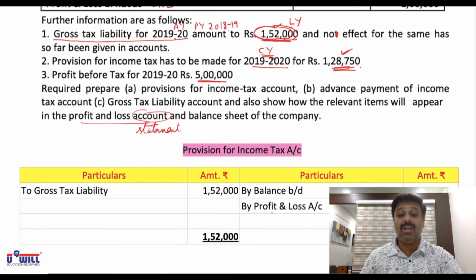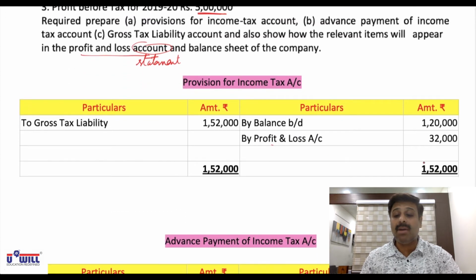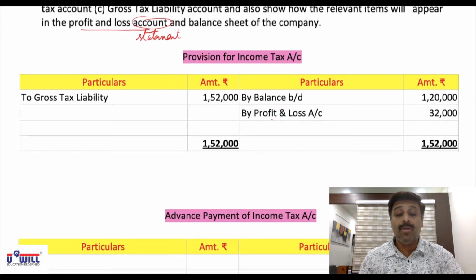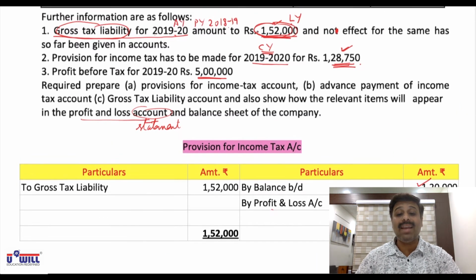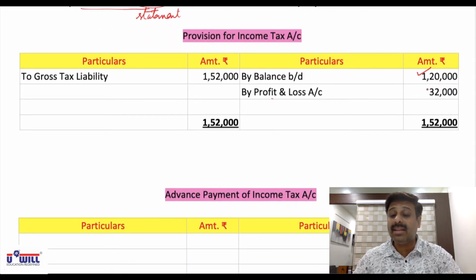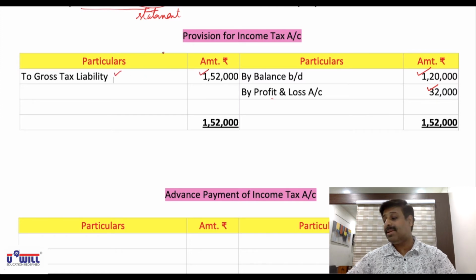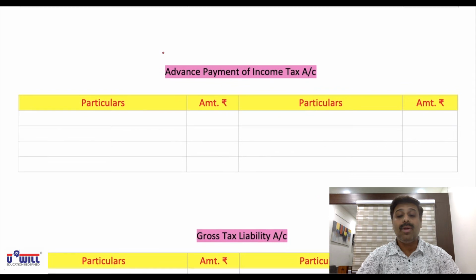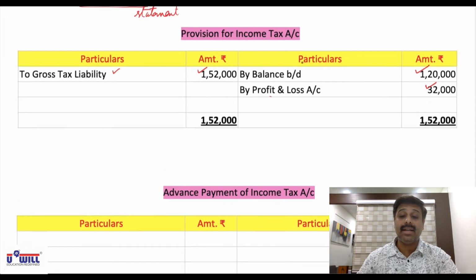Okay, what do we do now? This 1,52,000, because it is the tax liability of current year, we transfer this amount of 1,52,000 from provision for income tax to gross tax liability account. I hope everyone is clear with the provision for income tax account. Opening balance 1,20,000. Tax liability has come to 1,52,000. So further in the current year we provide the difference amount of 32,000, and then 1,52,000 we transfer to gross tax liability account.